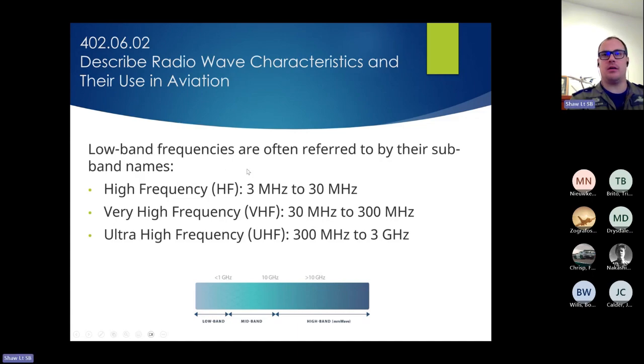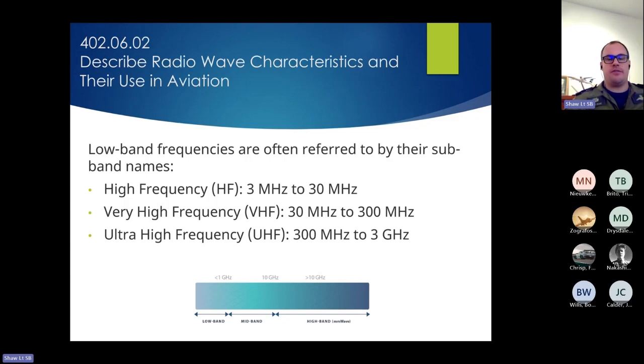Low band frequencies are referred to by their sub band names. So we have HF, VHF, and UHF. High frequency is used for talking when you're over the ocean, so you're a long way from any sort of station. For me, when I fly from Calgary to Hawaii, once we're out of range of the coast on our normal radios, which are VHF.